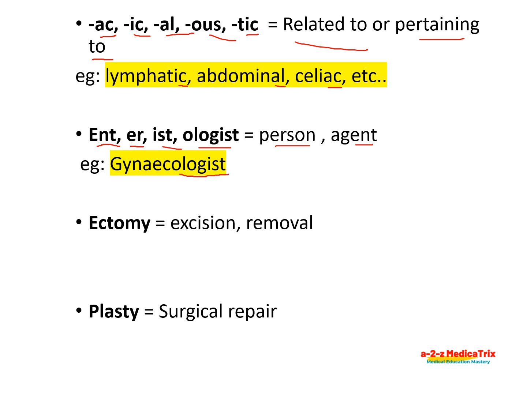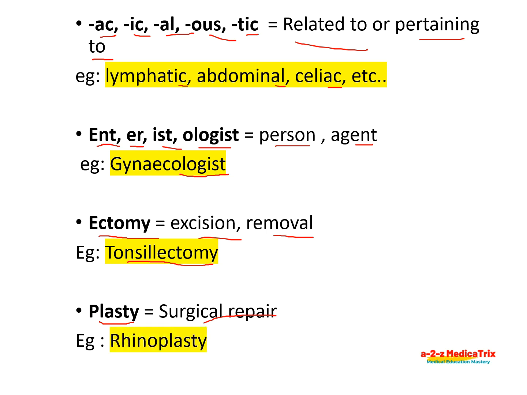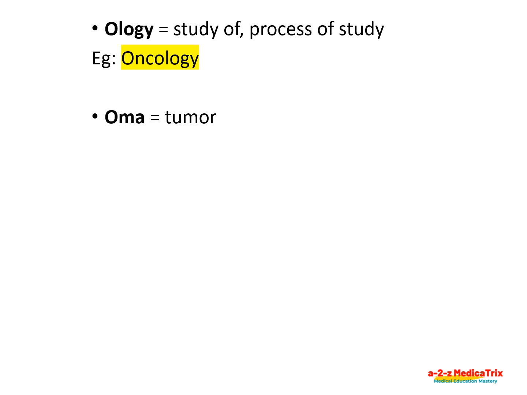Next, the suffix ectomy, which means excision or removal. Example, tonsillectomy, removal of the tonsils. Plasty. Plasty means surgical repair. Example, rhinoplasty means surgical repair of the nose. Next, ology. Ology is nothing but the study of, the process of study. Example, oncology. Next, oma. Oma means tumor.